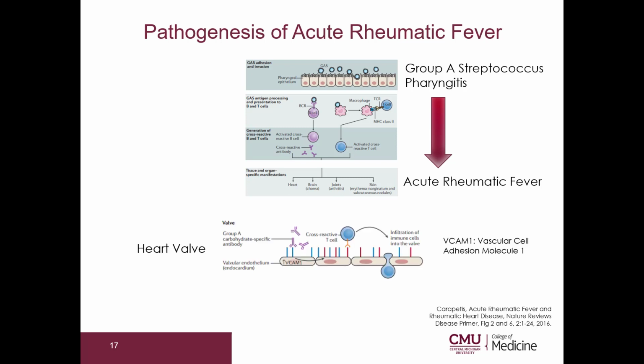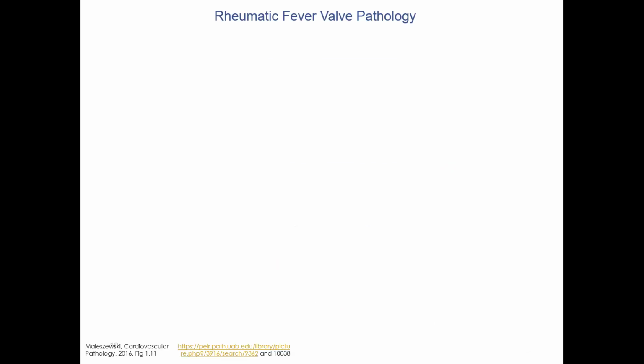Here I have a drawing demonstrating the autoimmune reactions on the heart valve. You have antibodies which attach to the endothelial cells and cause the valvular endothelium to express VCAM1, which then causes the cross-reactive T cells to adhere to the endothelium and initiate an inflammatory response. These inflammatory processes cause remodeling of the heart valve.